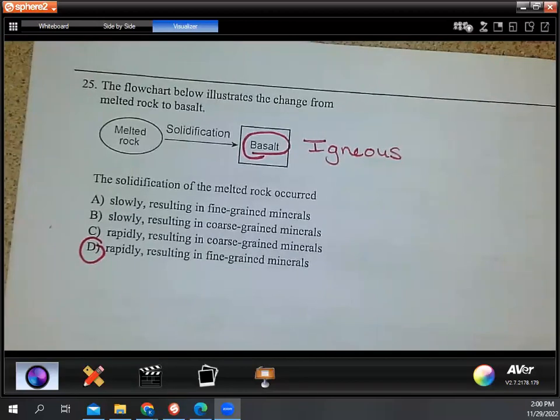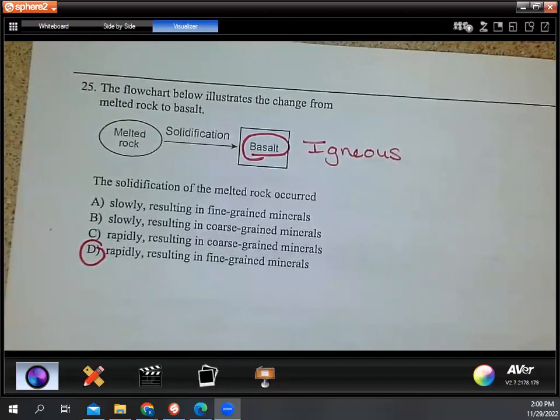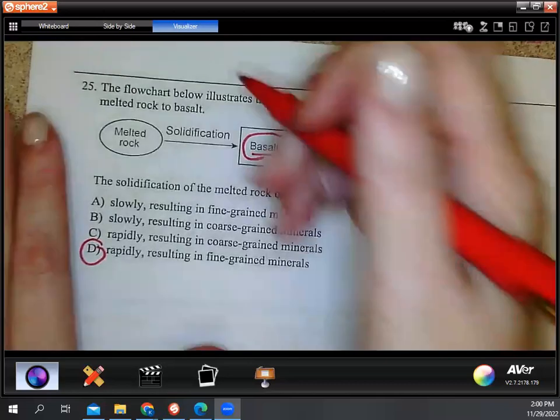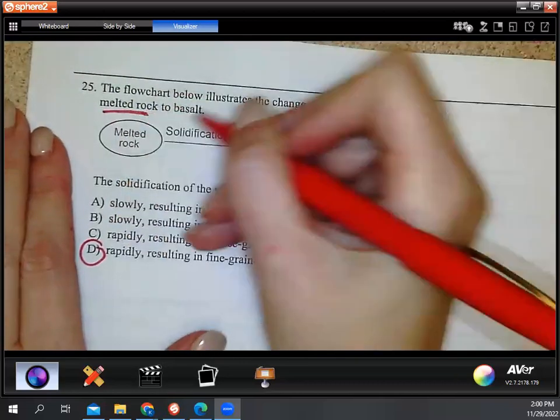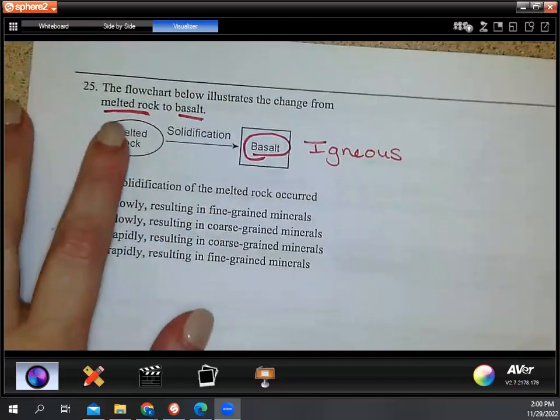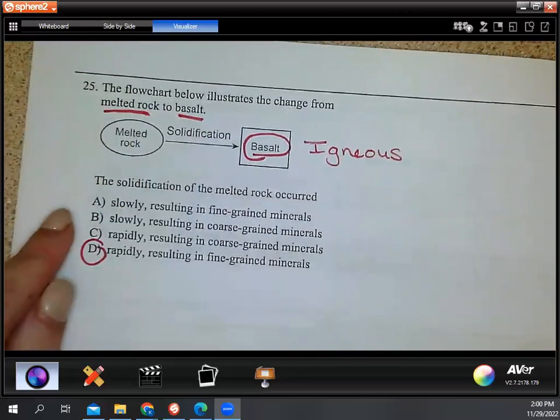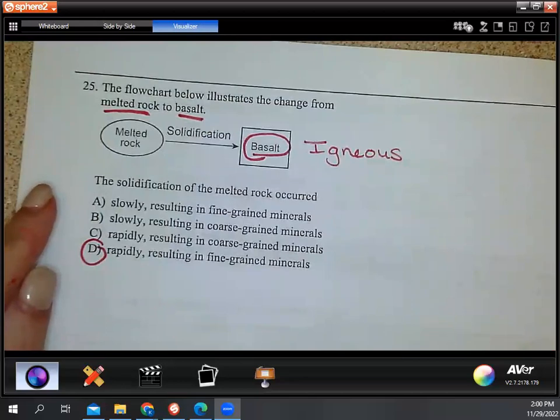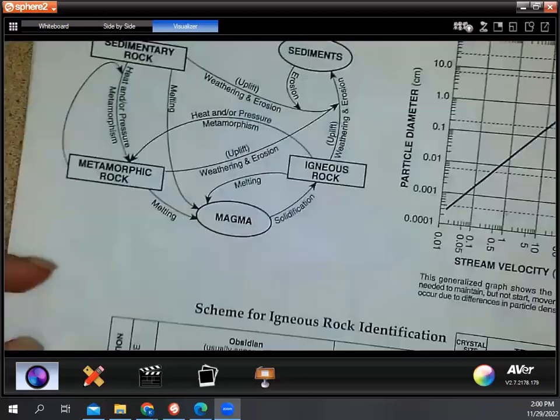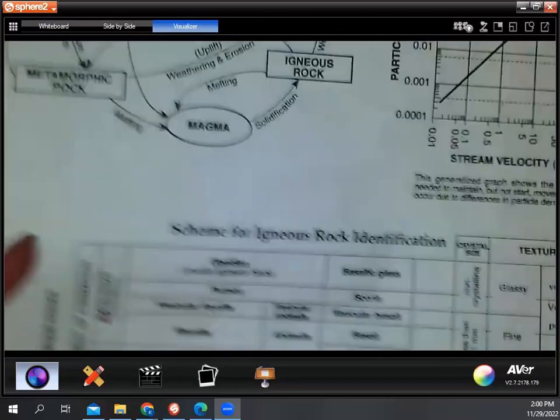Question 25, the flow chart below illustrates the change from melted rock to basalt. So they're telling us it's igneous two ways. They're saying it's melted, and they're telling us it's basalt. The solidification of the melted rock occurs. So we're going to go to our igneous rock chart and find basalt.